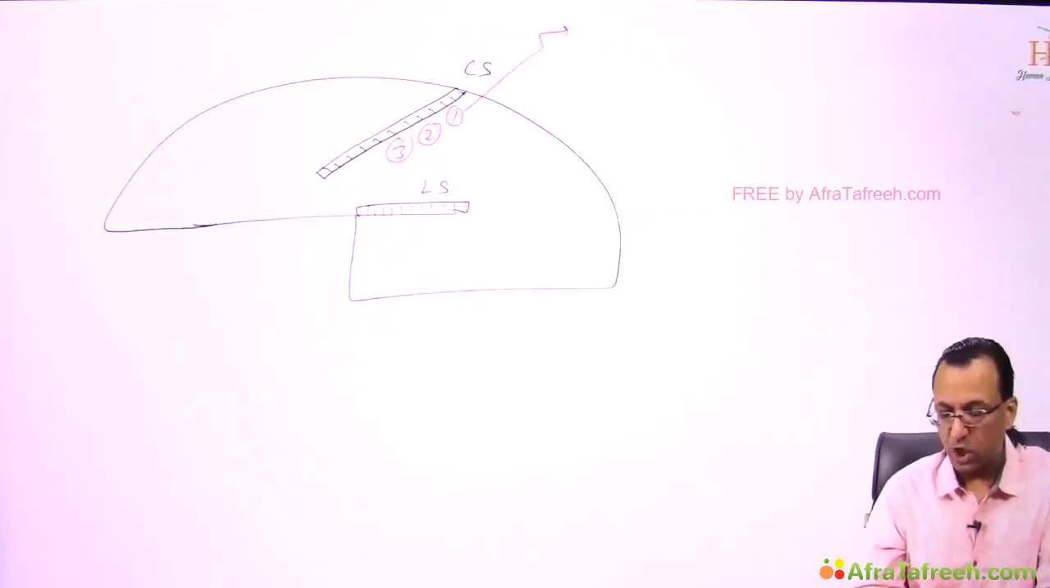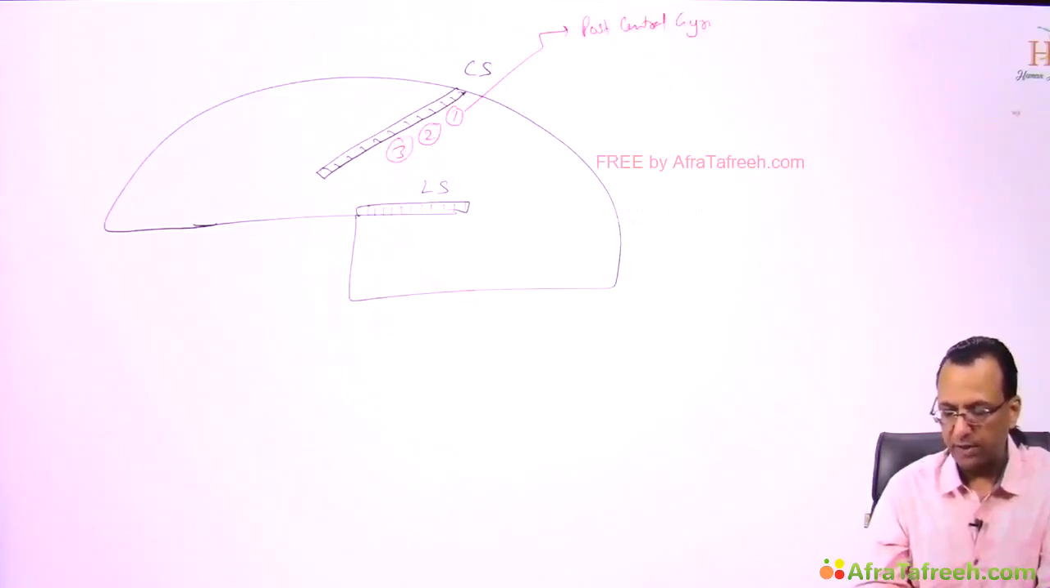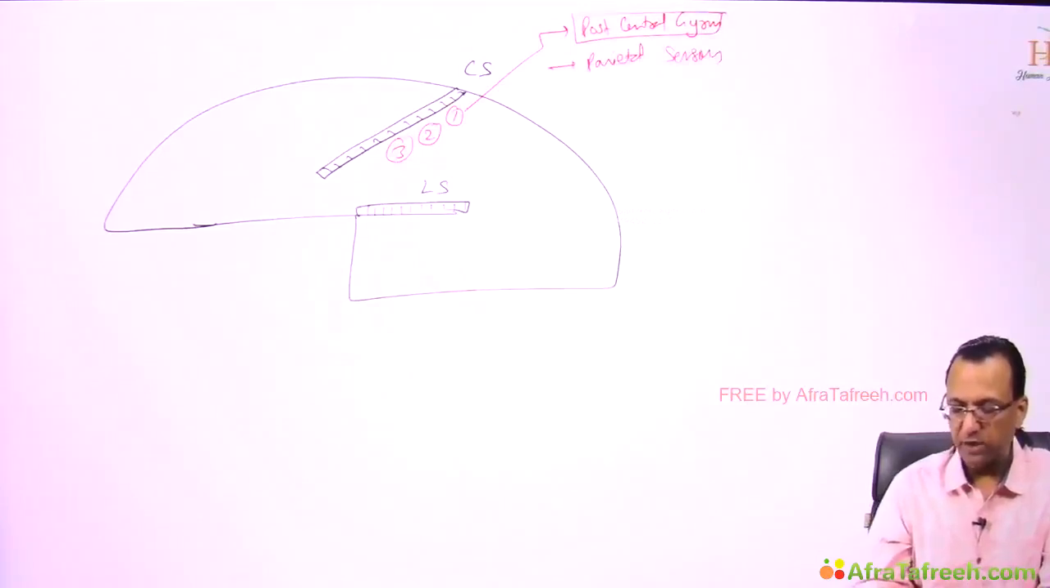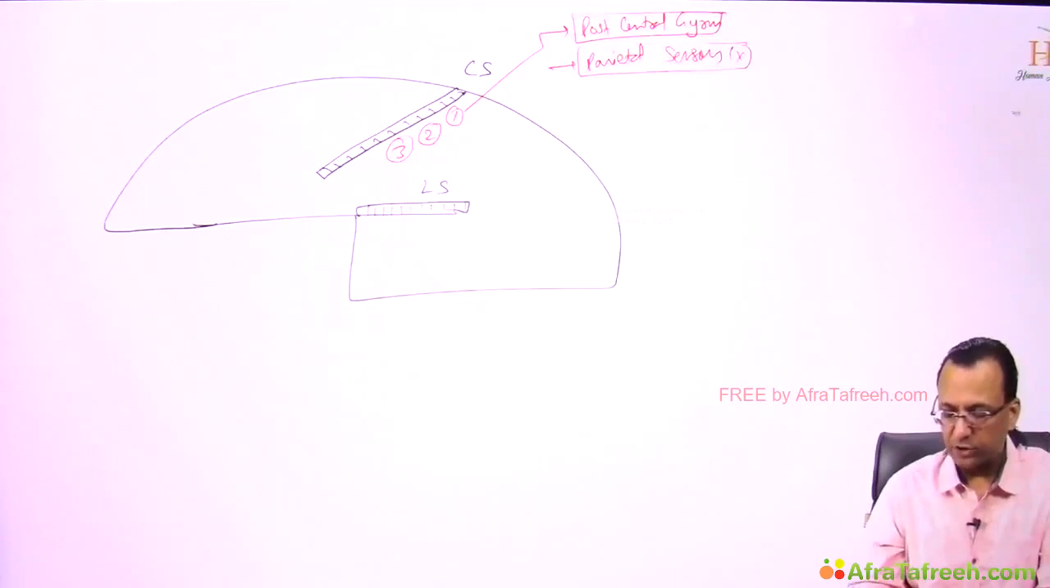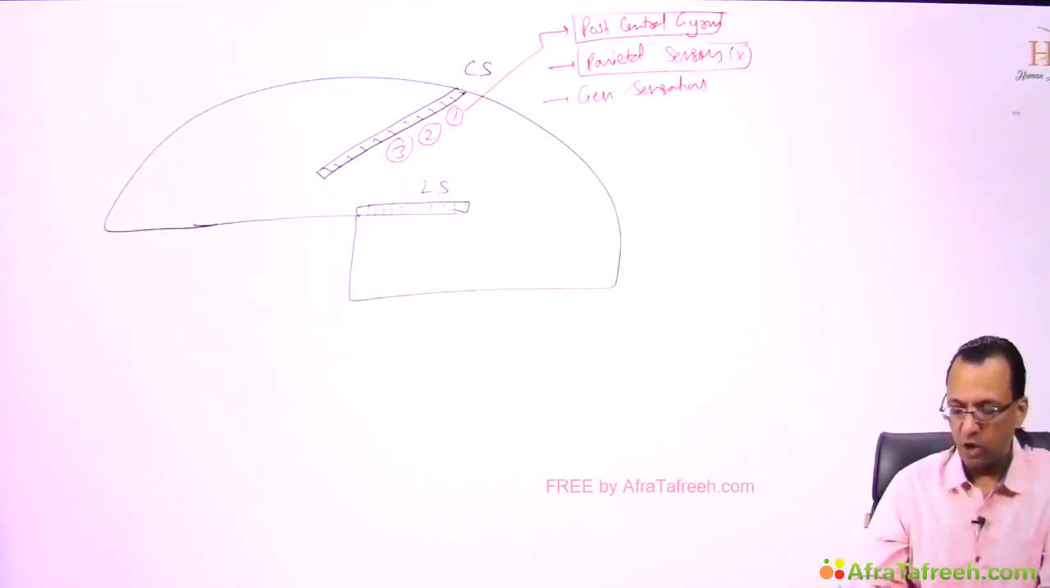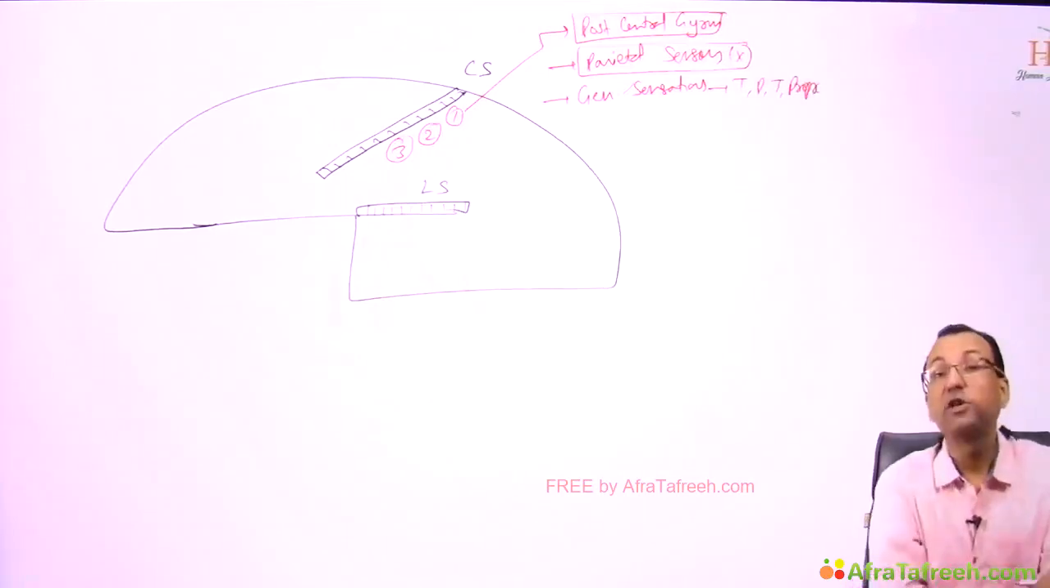And that is the post-central gyrus. And what is this post-central gyrus for? It is actually the parietal sensory cortex. And what do you need the parietal sensory cortex for? It is to receive the general sensation. And general sensations could be touch, pain, temperature, or proprioception also.